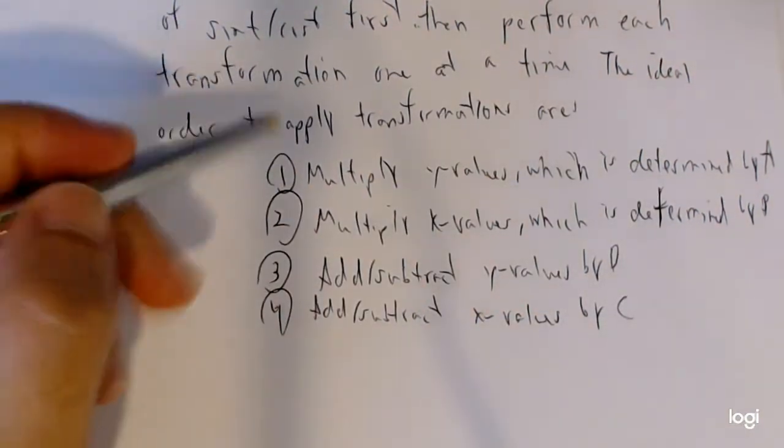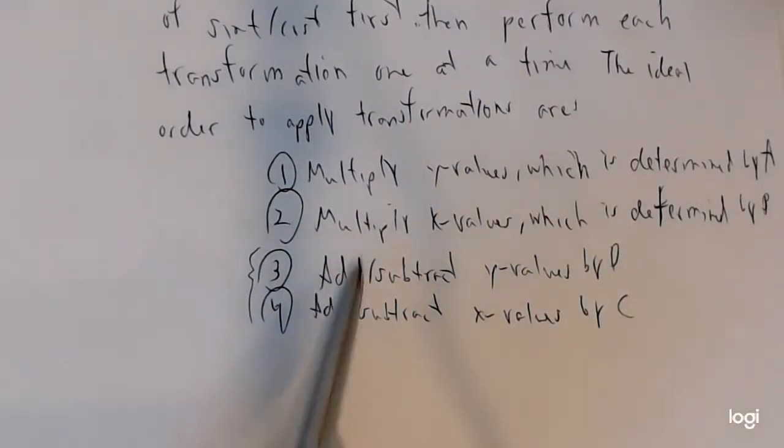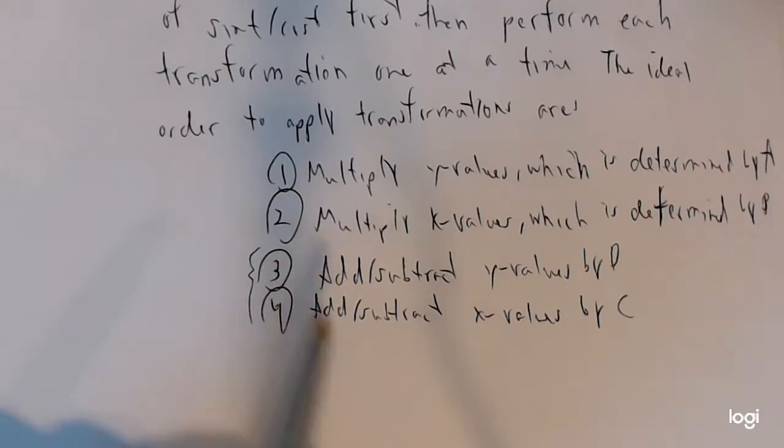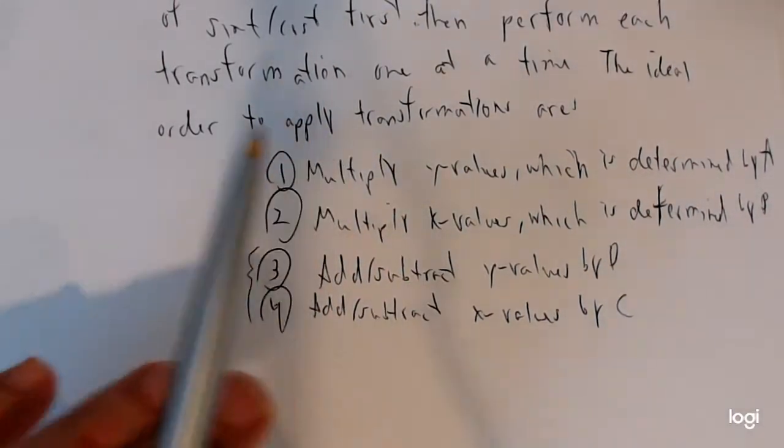So, in all honesty, steps 3 and 4 don't matter. You could do them in any order, right? If you want to move left and right first, then up and down, or up and down first, then left and right, that's up to you. But as far as the multiplication stuff goes, I would do those first, okay?